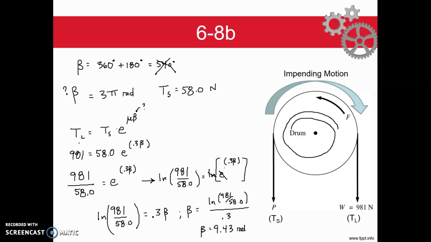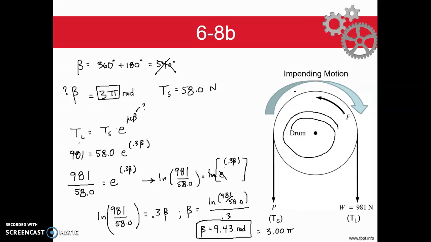Now this is in radians. Radians are often expressed in terms of pi. So what I would probably want to do is take this answer here, and instead of just expressing it as 9.43 radians, find out how many pi that is. If I take my 9.43 and I divide it by pi, that gives me 3.00 pi, which we already knew was the angle of wrap.